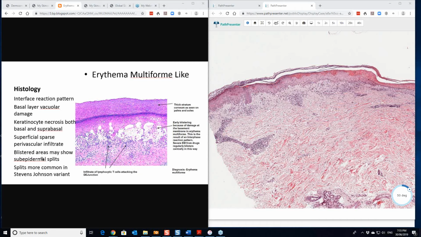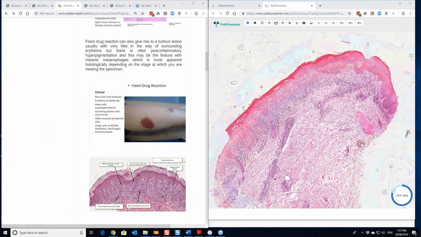Blistering is more common in the Stevens-Johnson variant. So this is basal layer vacuolar damage. Interface pattern, and the classic lesion is erythema multiforme. We mentioned fixed drug eruption as a differential, histological differentiation of erythema multiforme.